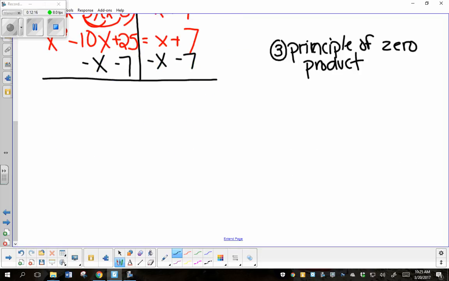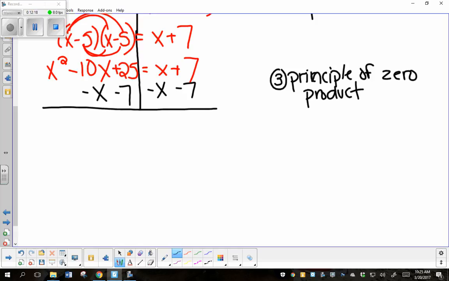Okay, so let's see what we're left with here. We're left with x squared, which doesn't combine with anything. Negative 10x minus x, that's negative 11x. And then 25 minus 7 is, I think it's 18, right? And on that side is 0.